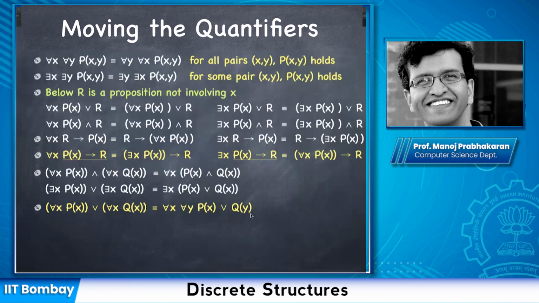You get all pairs, Px or Qy, and they're all combined together using the AND operator. And there is an analogous expression for there exists x combined with AND. Again, you use two different variables, and you can say Px and Qy. There exists x, y, x comma y, such that Px and Qy hold.